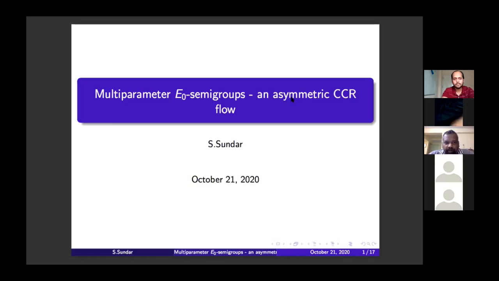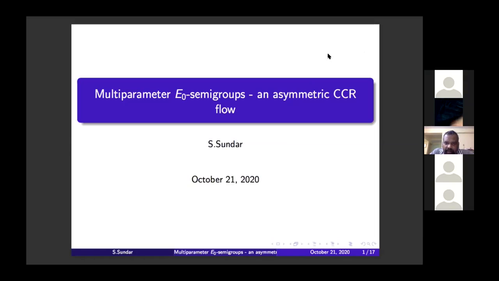So first, E0 semigroups were initiated by Powers in the late 1980s, and they were developed intensively by Arveson in a series of seminal papers. An E0 semigroup is basically a one parameter semigroup of endomorphisms on a von Neumann algebra.